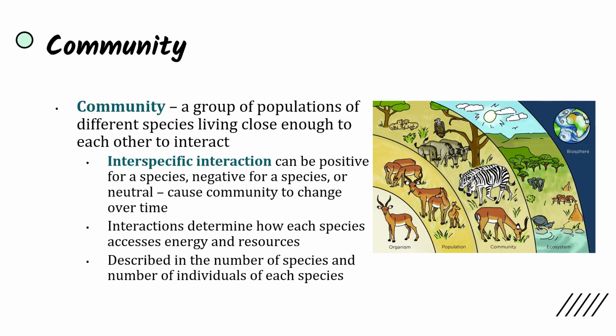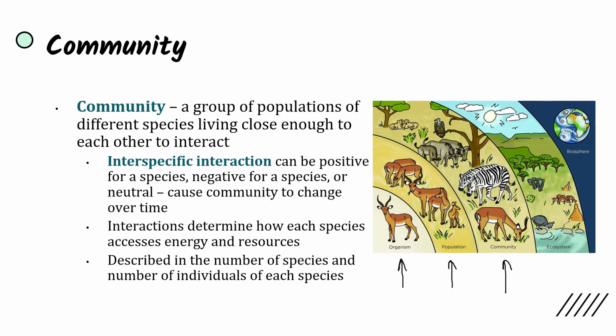So when we look at different levels of organization of species and animals and overall just the environment, we can see that a community is going to be a group of populations of different species living close enough to each other to interact. So we've talked about specific organisms, and then we discussed population ecology and population growth. But now when we're accounting for multiple populations of different species living in one area and close enough to each other in order to interact, then we've reached a community.